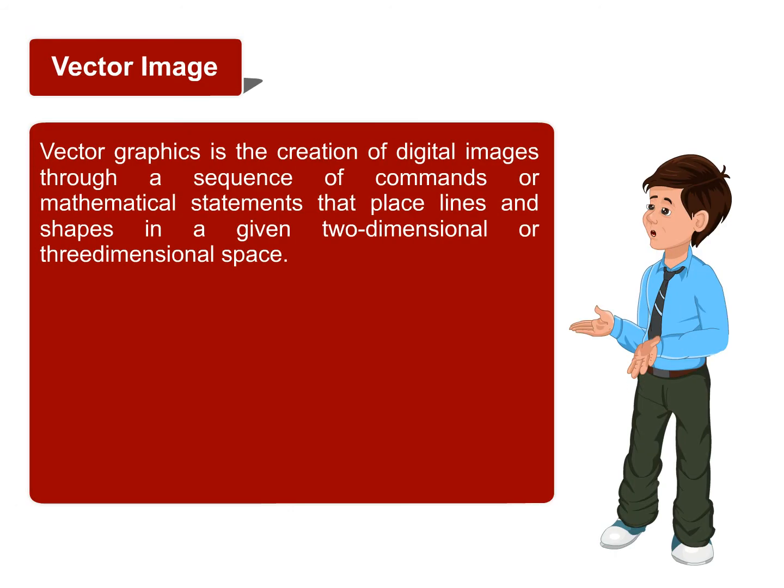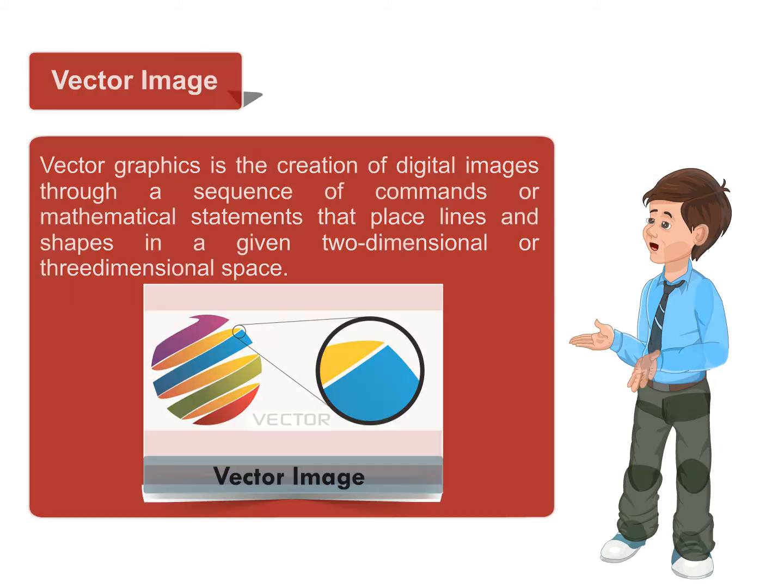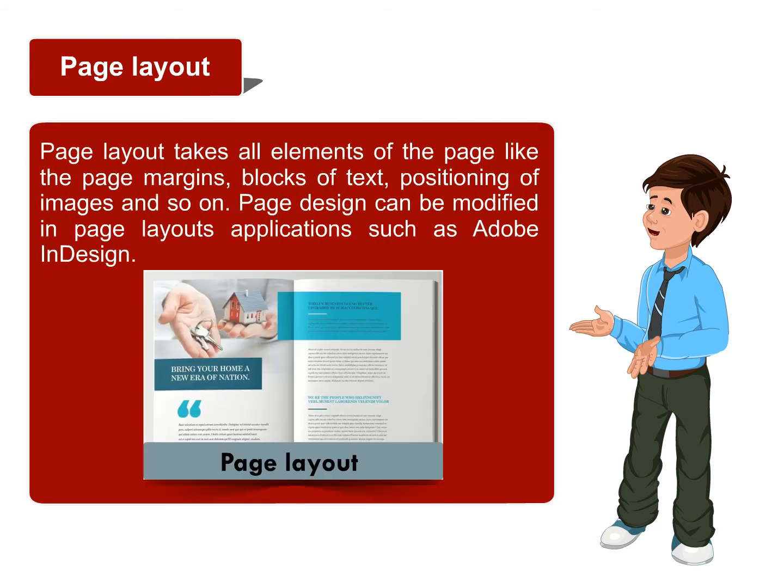Vector image. Vector graphics is the creation of digital images through a sequence of commands or mathematical statements that place lines and shapes in a given two-dimensional or three-dimensional space. Page layout. Page layout takes all elements of the page like the page margins, blocks of text, positioning of images and so on. Page design can be modified in page layout applications such as Adobe InDesign.